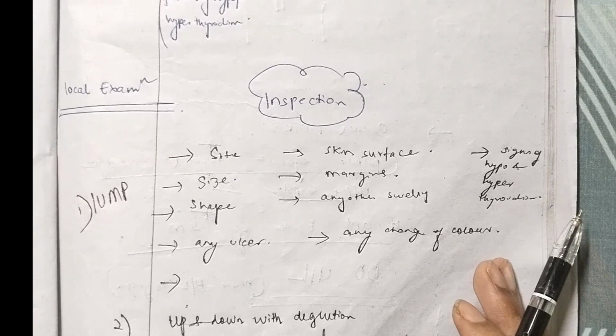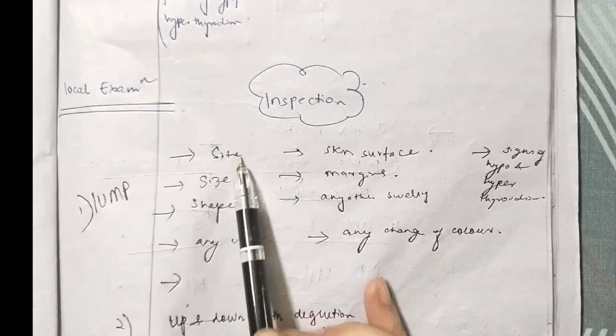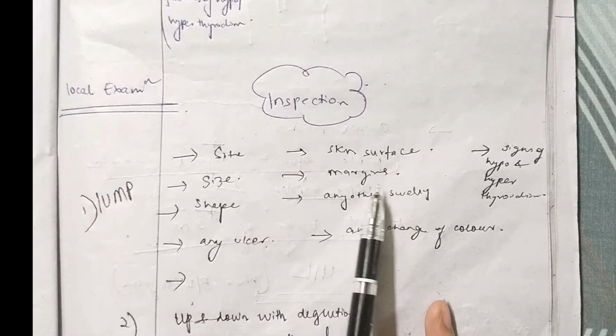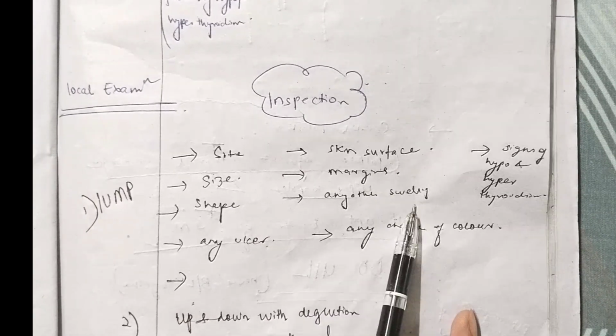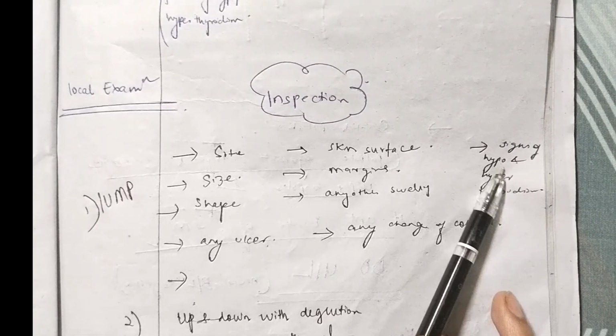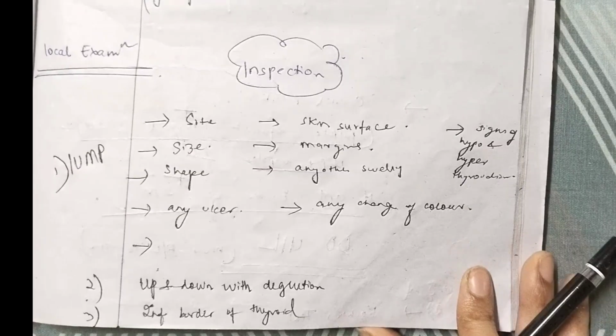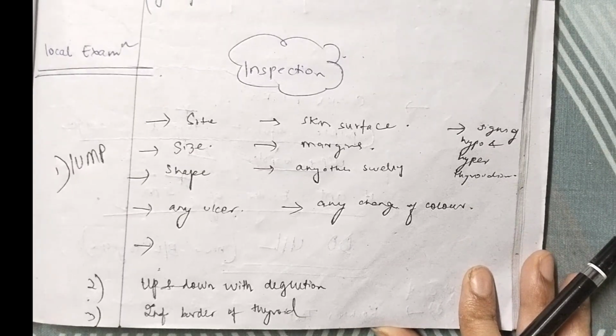You can ask the patient how he or she feels about the margins and the borders of the swelling, the surface of the swelling. You're going to ask all these things: site, size, shape, any ulcer, any skin surface changes, margins, any other swelling present in the neck or anywhere else in the body. And also you will ask the features of hypo and hyperthyroidism, which I have mentioned. In inspection, you're also going to ask whether the swelling moves up and down with deglutition. And you will also ask the patient if they can feel the lower border of the thyroid gland.